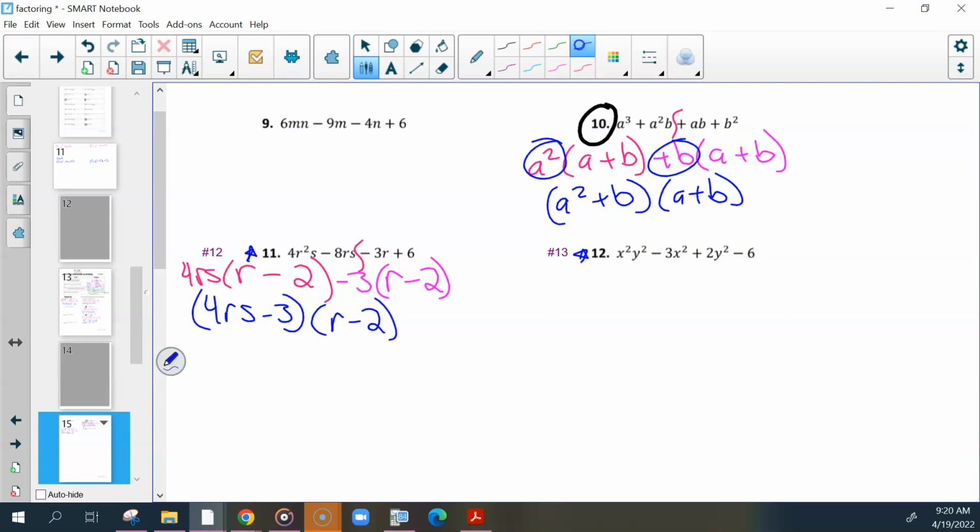So now, keep this method in mind because we're going to move on to the next page and we're going to use this, but more to it.